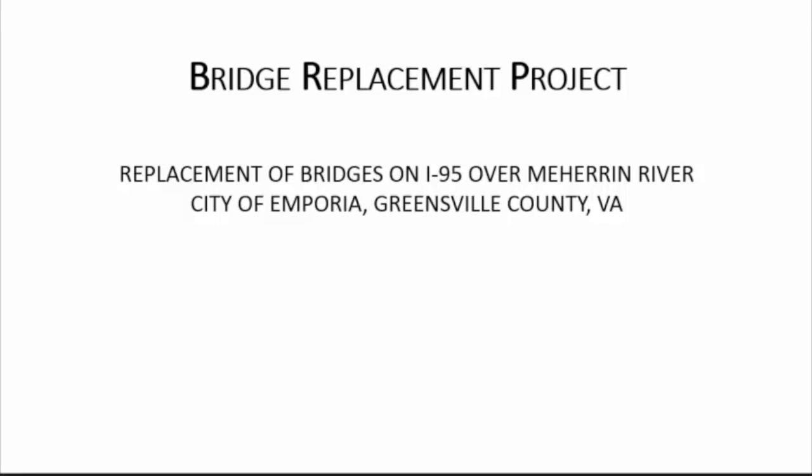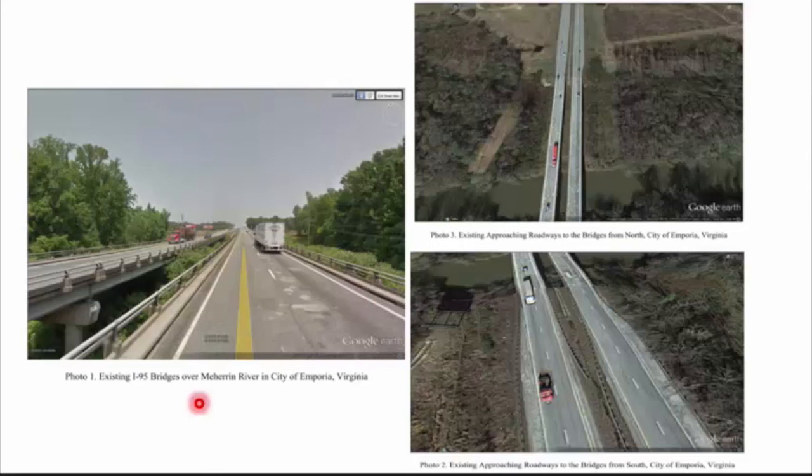The bridge reconstruction project looks at the replacement of a pair of bridges on I-95 over Marin River. The project is in the city of Emporia in Greensville County, Virginia. Here's a view of the bridges.